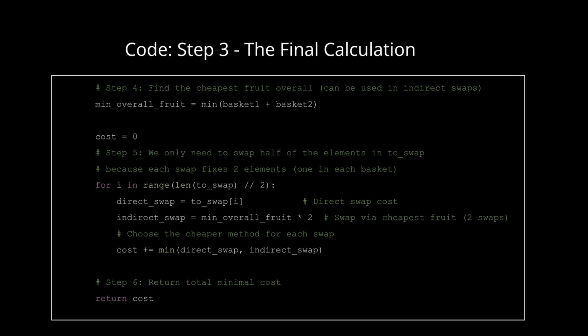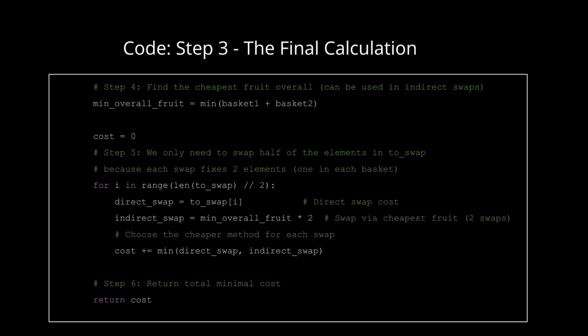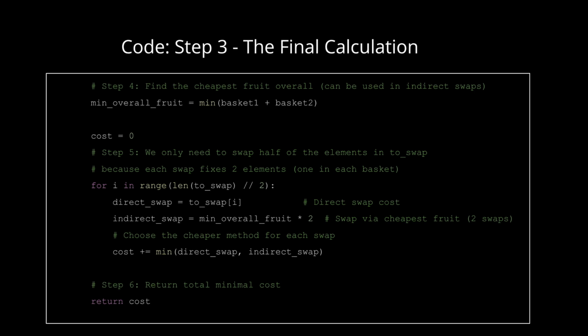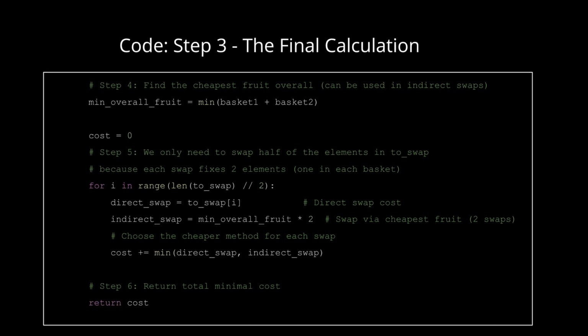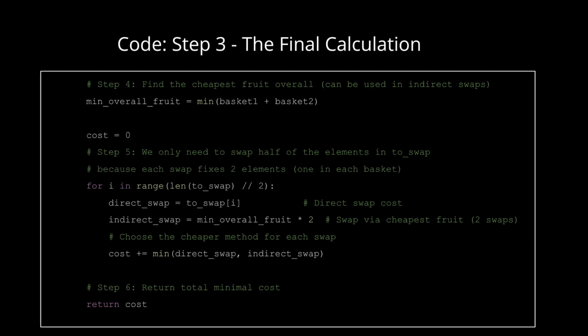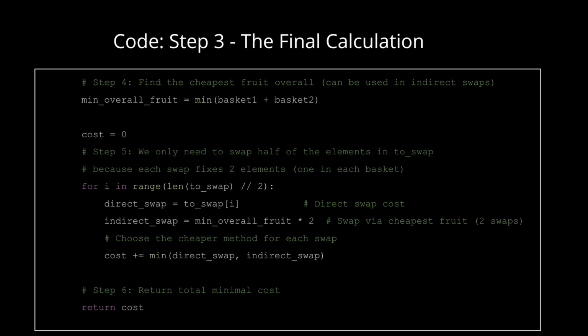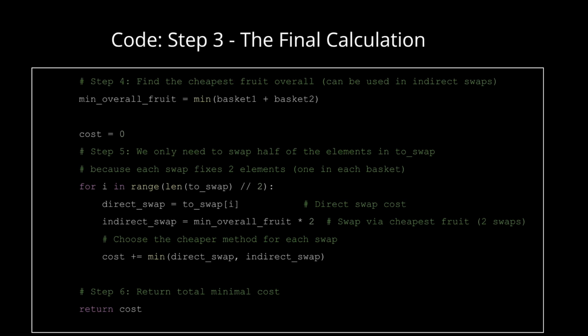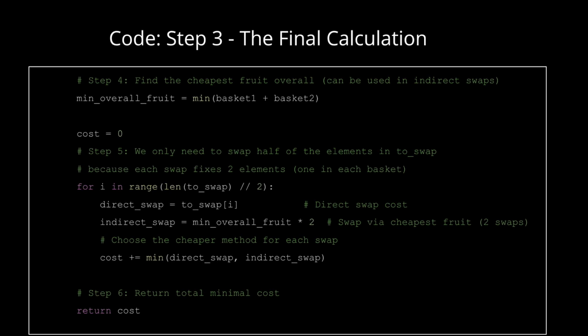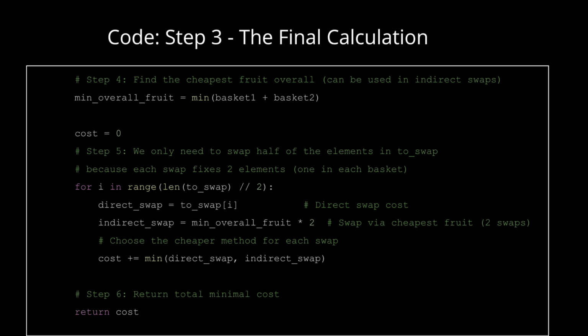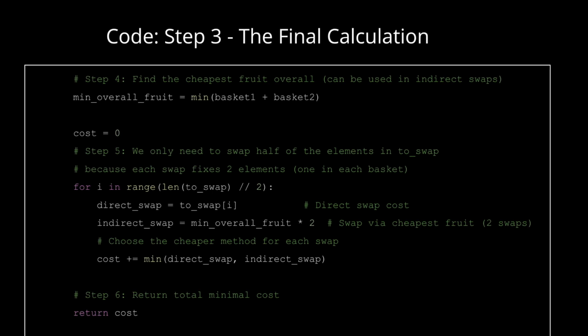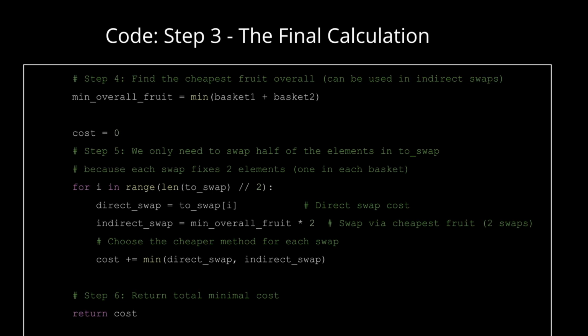Then it iterates through the first half of our sorted to_swap list. For each of these small fruits, it pairs it with a large fruit from the other end of the list and calculates the cost. The cost is the minimum of two things: the cost of the small fruit itself, which represents the direct swap, or 2 times the min overall fruit, which represents the indirect swap. We add the cheaper of these two options to our total cost, and that's it.